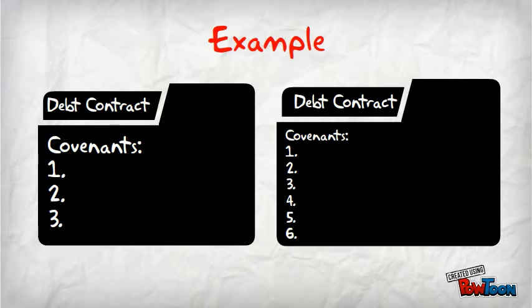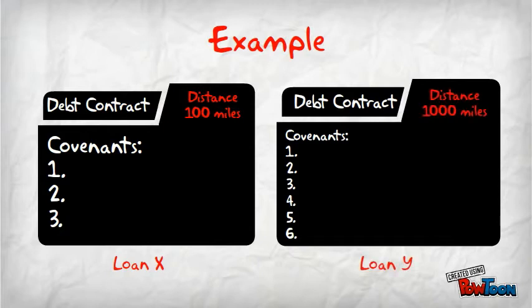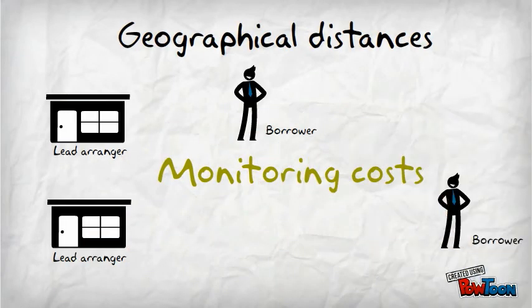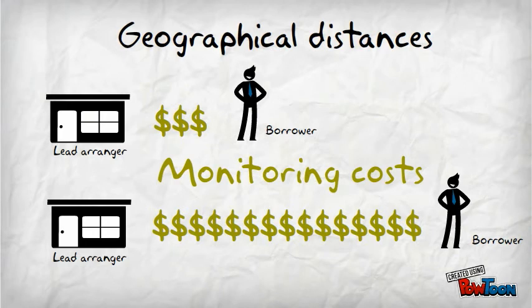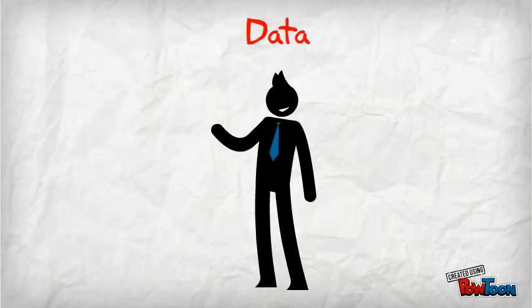As an example, we take loan X with a geographic distance between the lead arranger and the borrower of 100 miles, and loan Y with a geographic distance of 1,000 miles. The contract of loan X is likely to contain more and tighter covenants compared to loan Y. This can be explained by the monitoring costs that increase with distance because it enlarges the information asymmetry. Lead arrangers use these tighter and more extensive covenants to reduce these costs. In practice, this could mean that the borrower in loan X is allowed to have a higher debt-to-equity ratio compared to the borrower in loan Y.